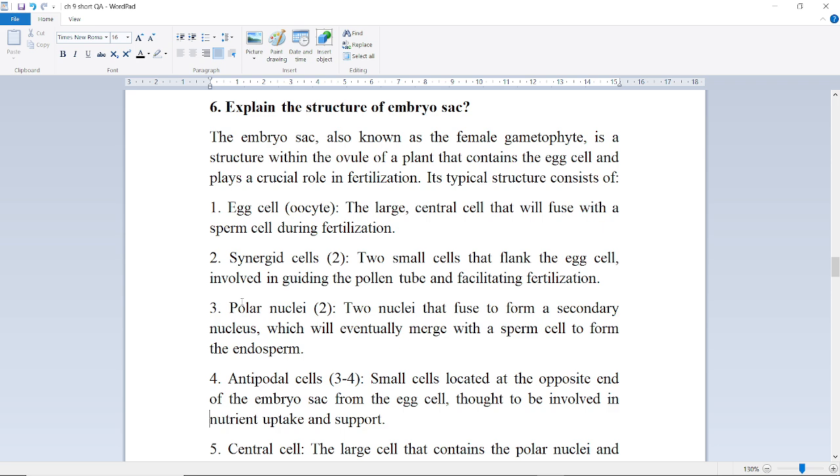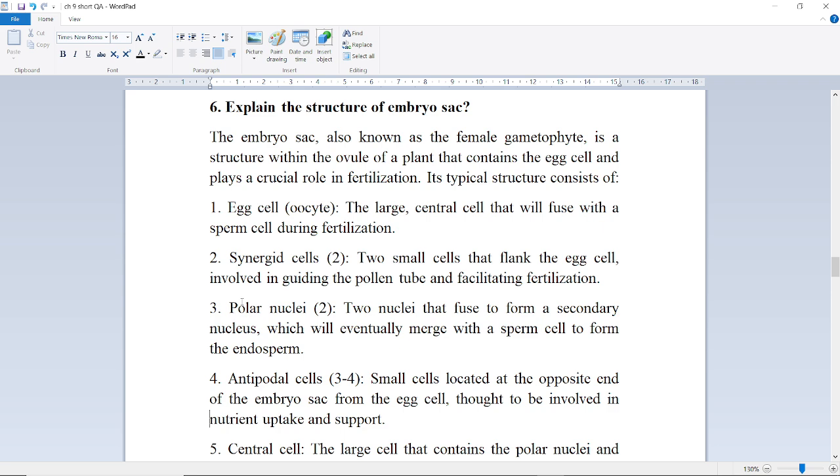Next is two polar nuclei, two nuclei that fuse to form a secondary nucleus which will eventually merge with a sperm cell to form the endosperm. Next is antipodal cells, 3 to 4 small cells located at the opposite end of the embryo sac from the egg cell, thought to be involved in nutrient uptake and support.